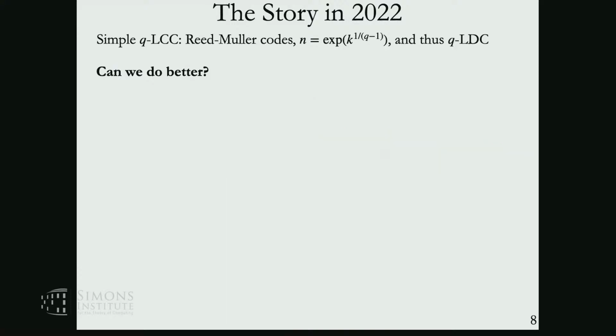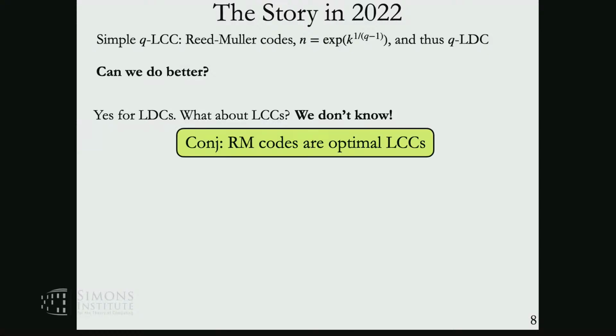So just to summarize, I asked, can we do better? And the answer is yes for LDCs, and for LCCs, we don't know. And given that we've been perhaps trying to construct better locally correctable codes for quite some time, at this point you might say, maybe we're not doing better because Reed-Muller codes are actually optimal. And we know that this is true for 2 queries. And for 3 queries, this is pretty much wide open.